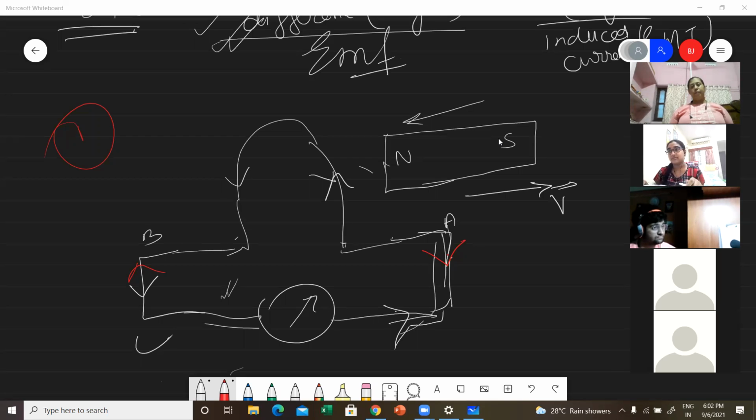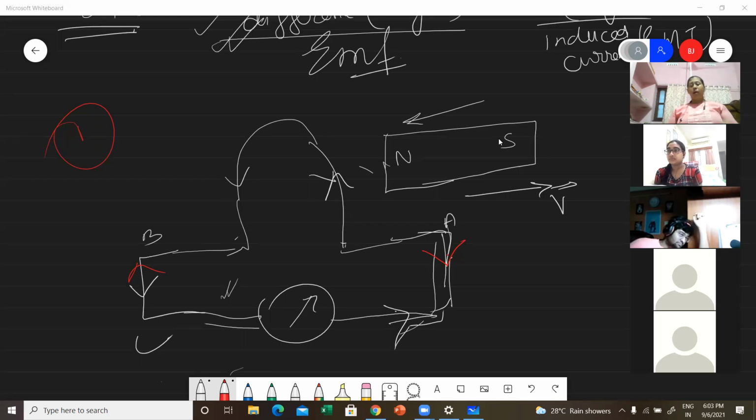Now, suppose my coil is fixed and we are pushing the magnet here and there. Obviously, the current is induced. Now, third case: my magnet is fixed and I'm just pushing my coil here and there. Then also the current is induced.